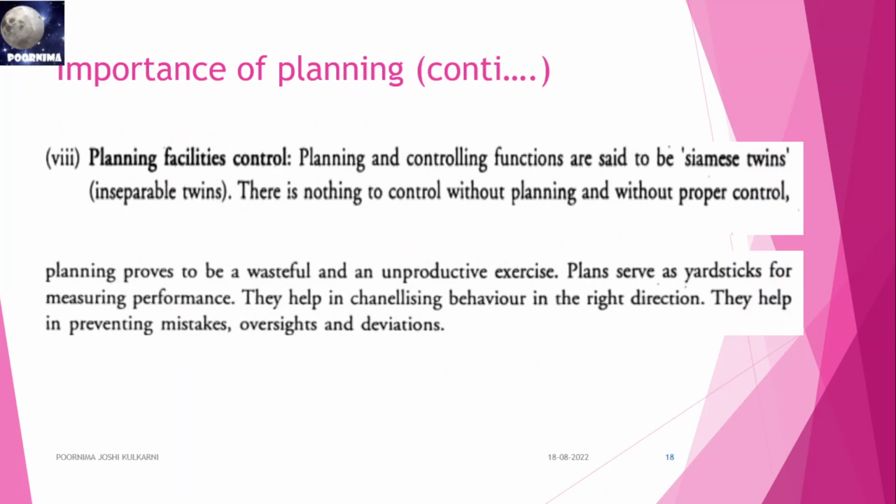The eighth point is planning facilitates control. Where there is planning, there is controlling. Planning and controlling functions are said to be Siamese twins. Siamese twins mean what? Conjoined twins. Why are these twins called Siamese?